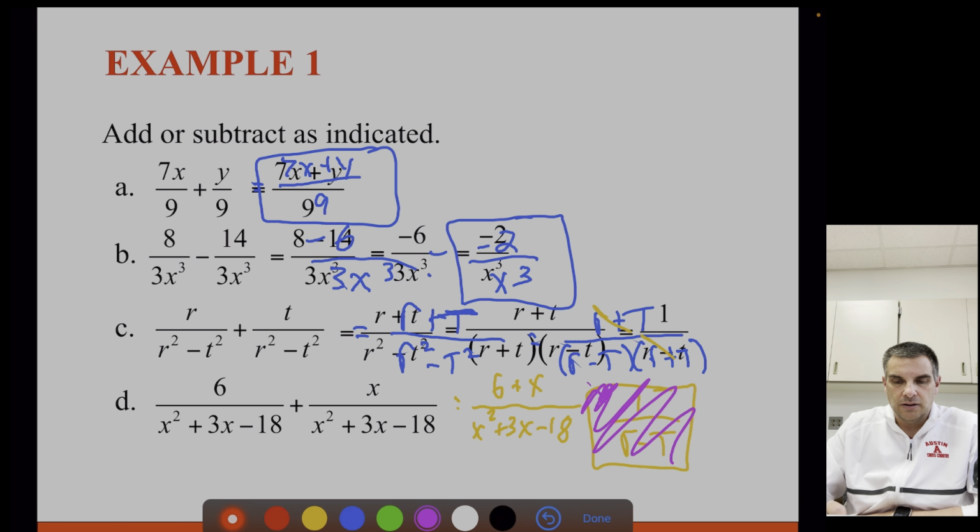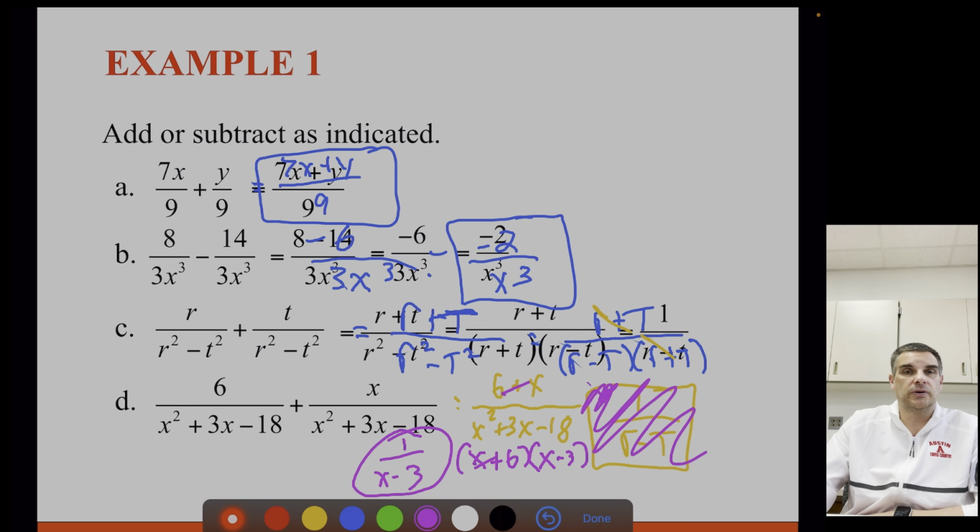Doesn't. So we'd have to factor this bottom. This factors into x plus 6 and x minus 3. So those things are the same, leaving you with 1 over x minus 3. And they're not the opposites of each other because there's a plus sign in there. So that's your solution for part D.